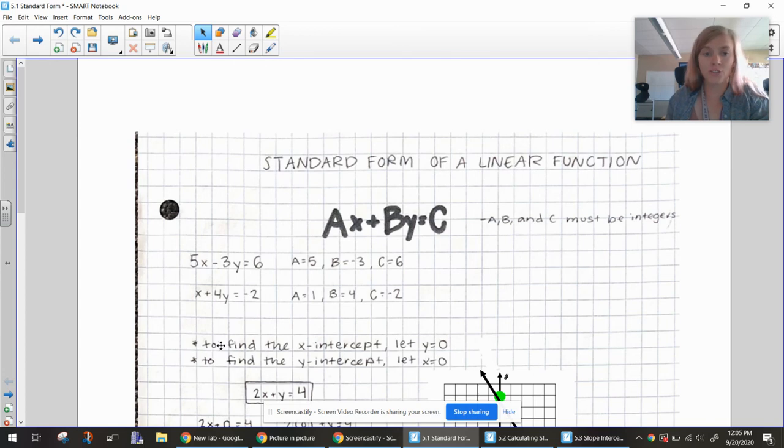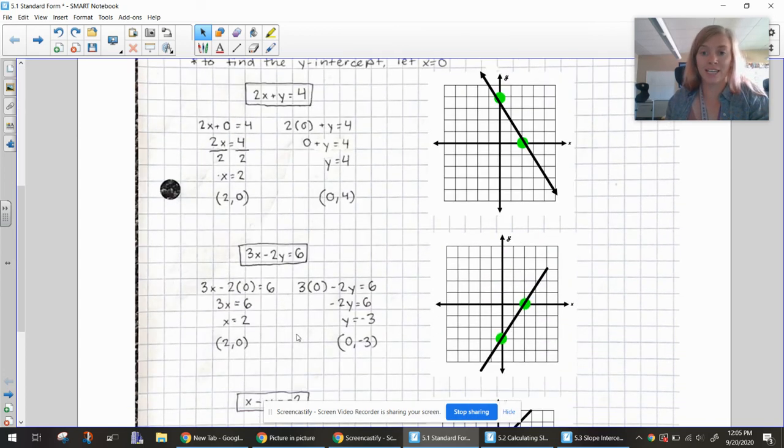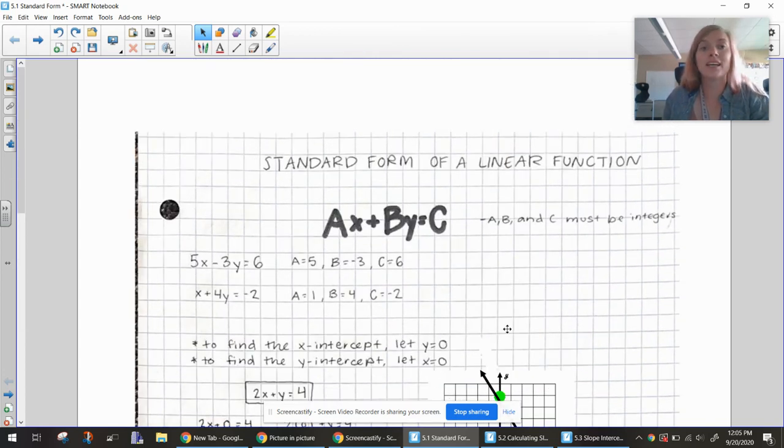It's especially useful for finding the x and y-intercepts and graphing your line based on those intercepts.